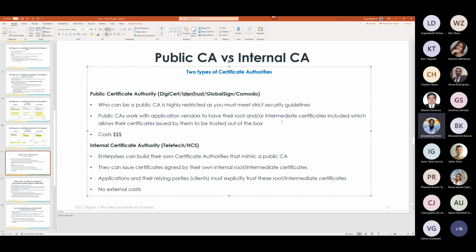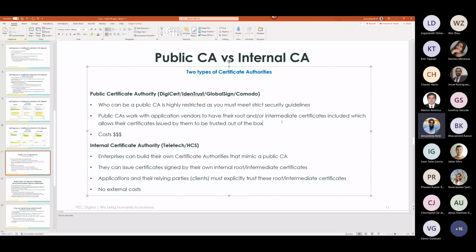So one of the things with public CAs, because they're public, right, and the whole idea is to have a third-party authority that signs these certs. And if they sign these certs, you want to be able to trust anything signed by those vendors out of the box, right? So that's where they go and work with browser manufacturers or applications like Java and have their root CAs or root certs and sometimes even intermediate certs added to their trust stores.